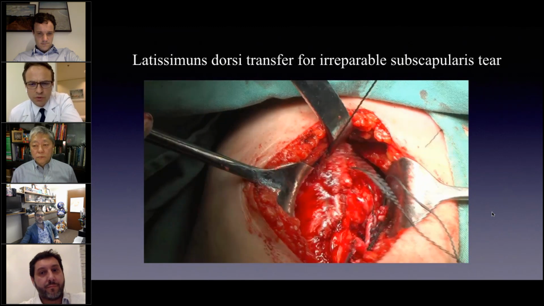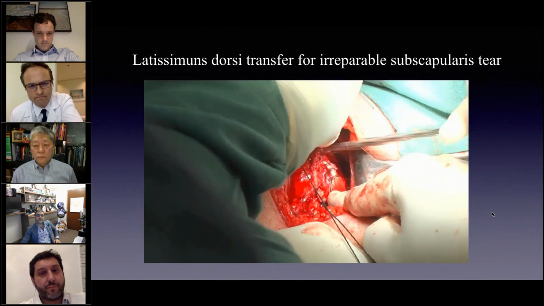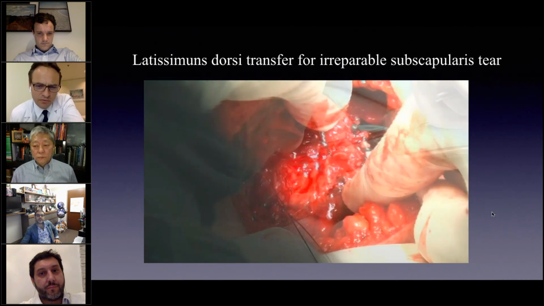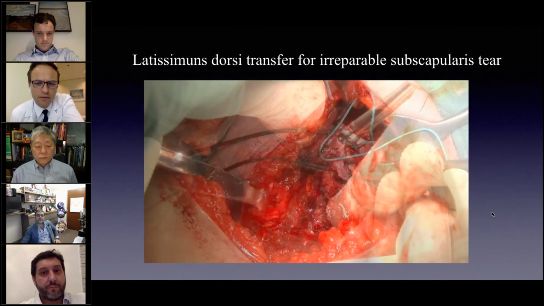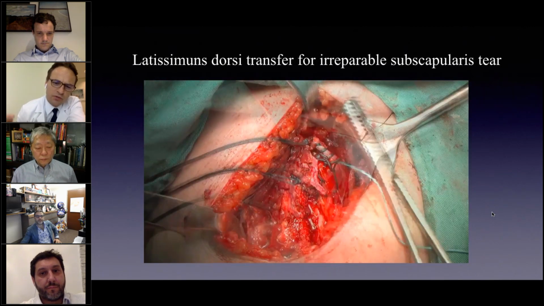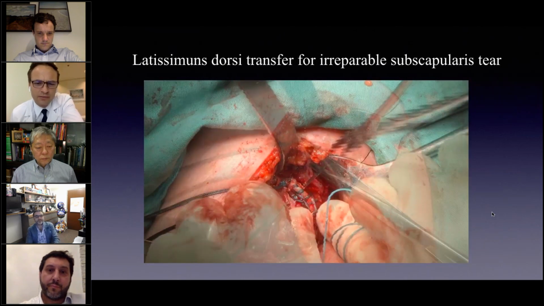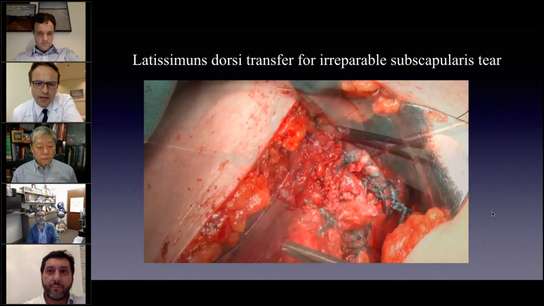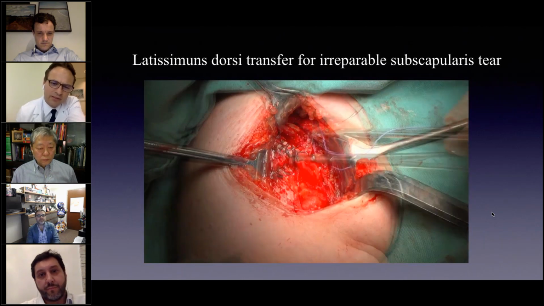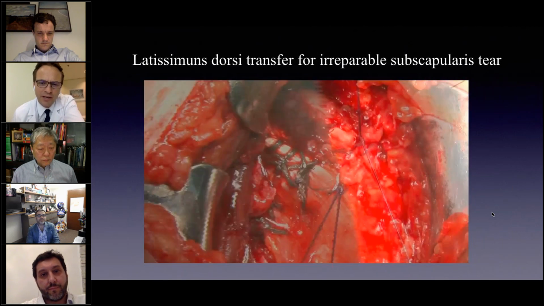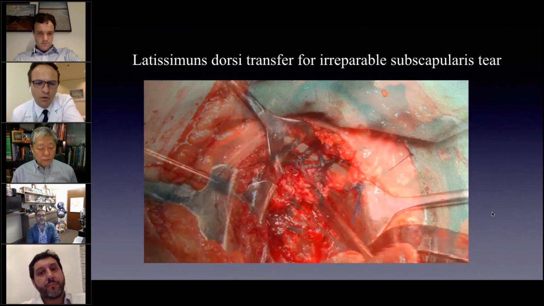We do some transosseous suture. You can use anchors if you so desire. Some transosseous sutures through the humeral head and lat dorsal, and also we can repair the stump of the subscapularis in the lat dorsal to increase the anterior wall.